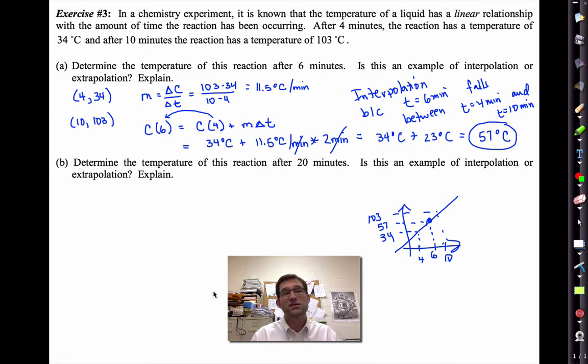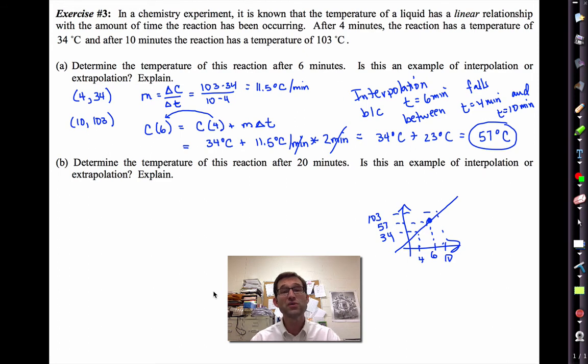Letter B asks us to determine the temperature of this reaction after 20 minutes. Is this an example of interpolation or extrapolation? Explain. Well, why don't you pause the video now and figure out the temperature after 20 minutes. All right, well, let's do it.